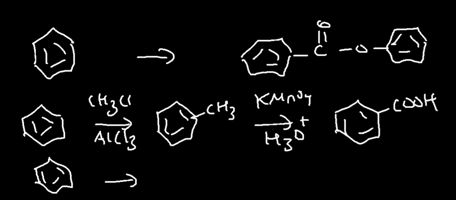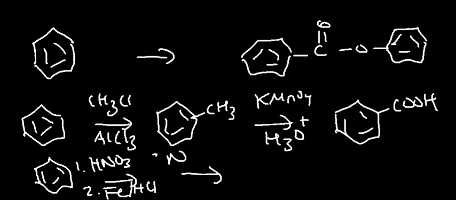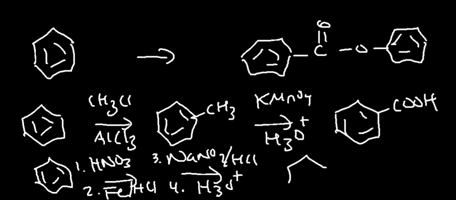Now the next thing you need to do is make phenol. So you need to use nitration, followed by reduction, Fe, HCl. First, you will get the NO2 group, then the NH2 group, and then step 3, sodium nitrite with HCl to make the N2 group, and then step 4, H3O+. And you want to make phenol. Whenever you add an alcohol and a carboxylic acid, you can get an ester.